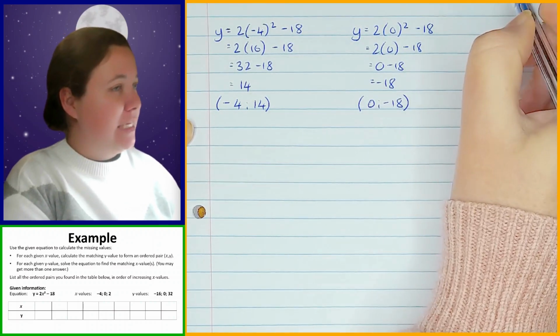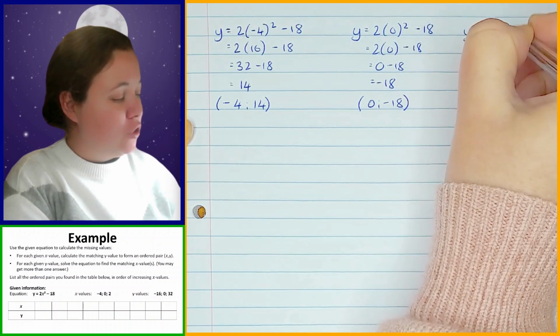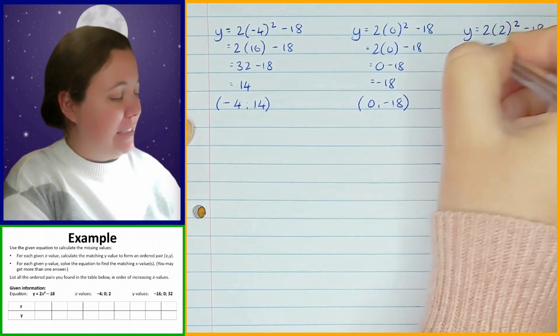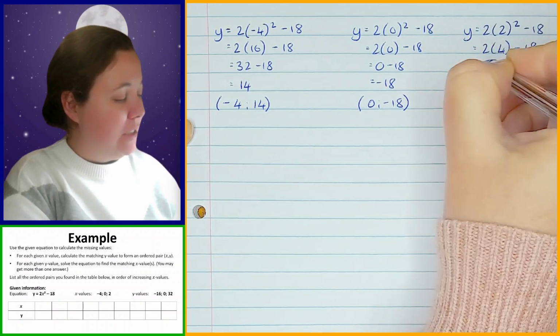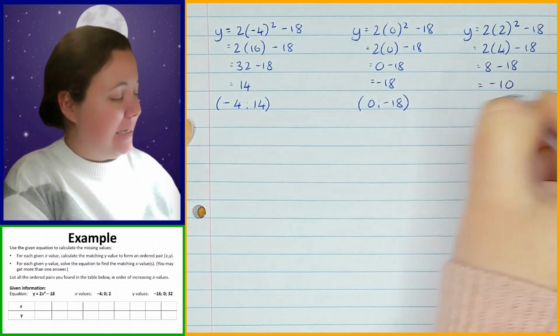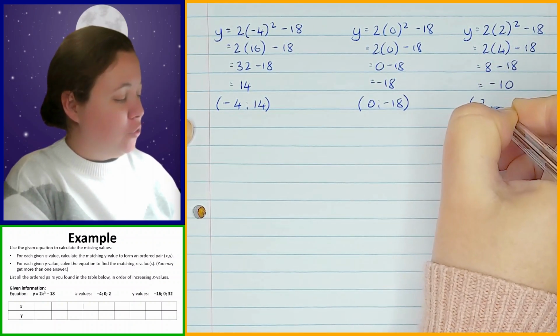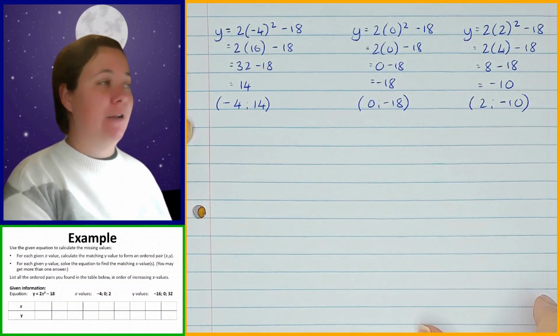And then the last x value we were given was 2, so that's y equals 2 times 2 squared minus 18. So that's 2 times 4 minus 18, which is 8 minus 18, and that gives me negative 10. So now my ordered pair is 2, negative 10. So those are the ordered pairs that I get from the x values that I was given.